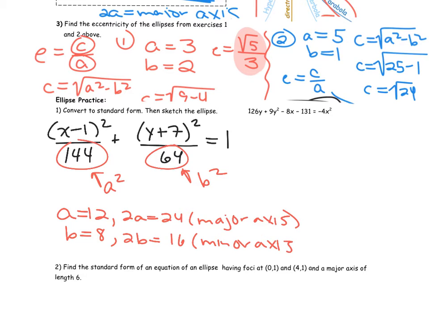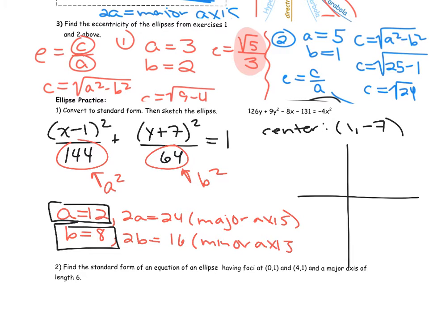We know that this is centered. So the center is at 1, -7. And again, we have our a value is 12. Our b value is 8. So I'm going to make a sketch.